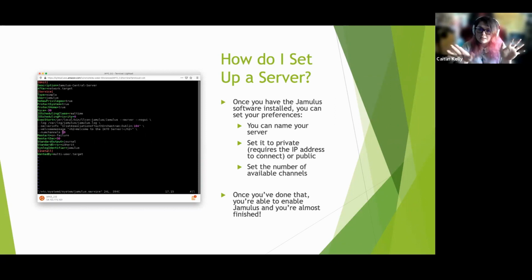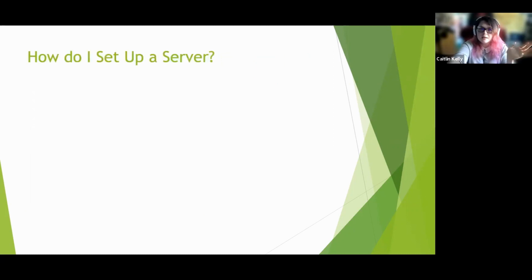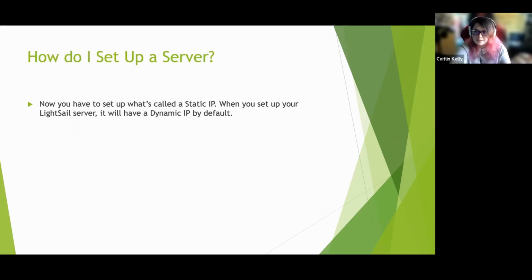So once you've done that, you exit the VI window, which again, is covered in more detail in the book. And you enable Jamulus, and then we move on to setting up the static IP.